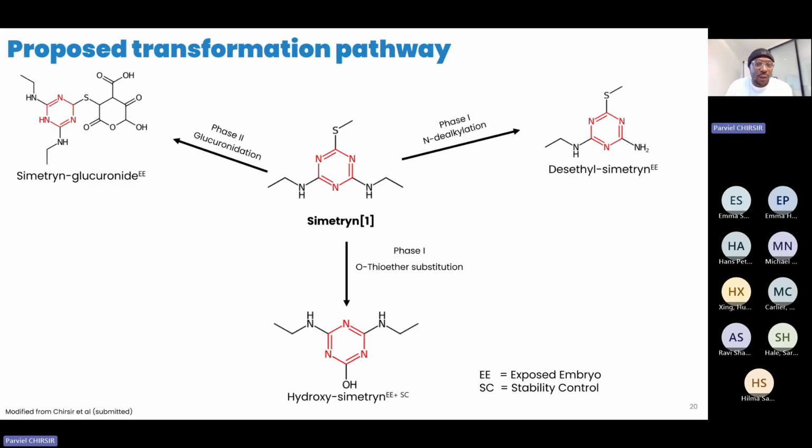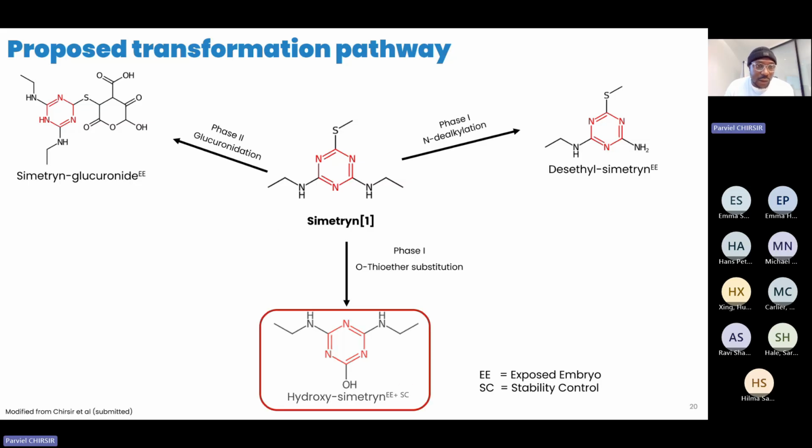Now, the TPs annotated showed evidence of the 2 metabolic pathways in zebrafish embryos. So we had phase 1 metabolic pathway, with metabolic transformation reactions such as N-dealkylations. We also had others such as thioether substitution. But then we also had phase 2 metabolic reactions such as glucuronidation.